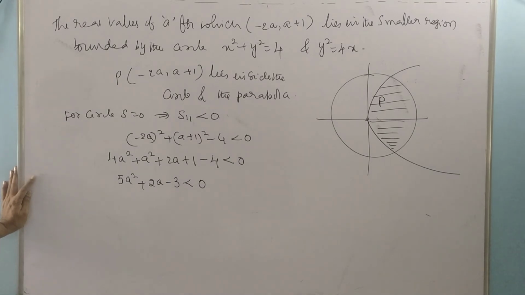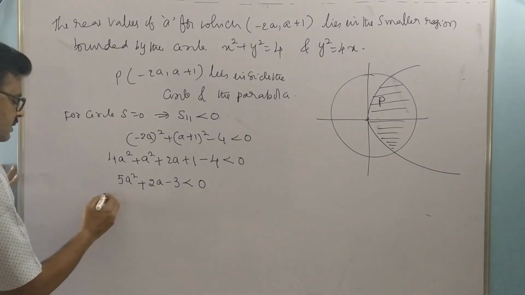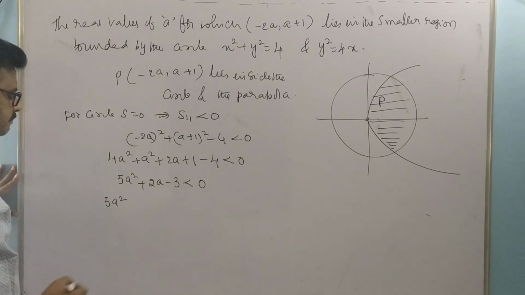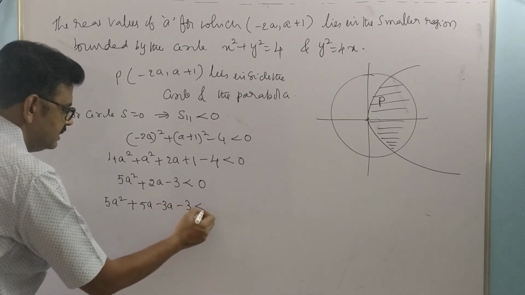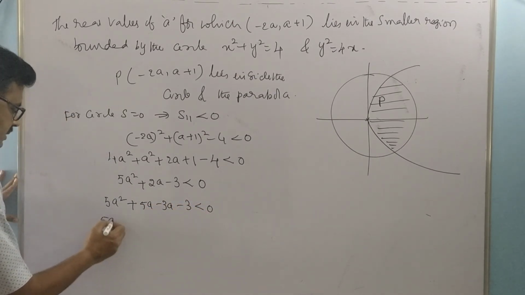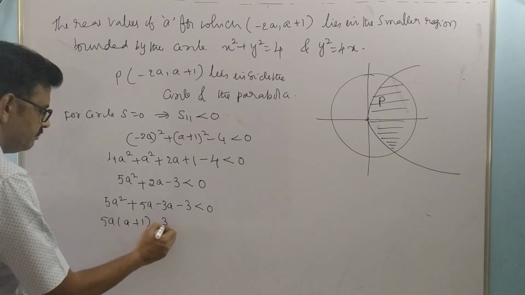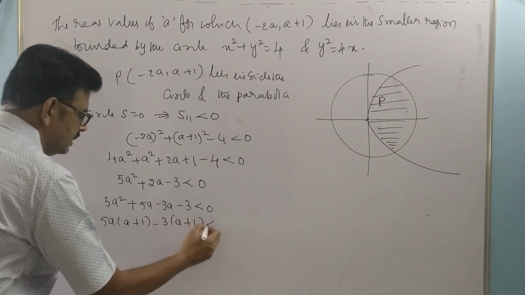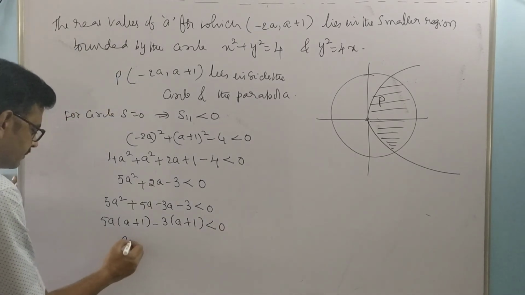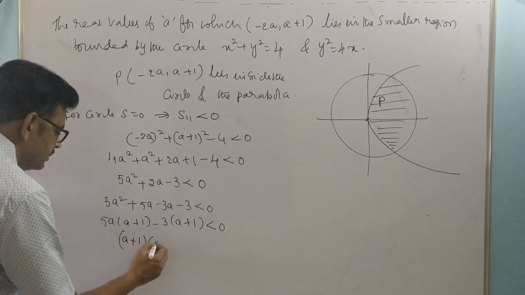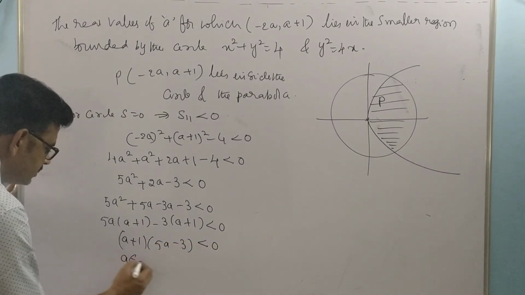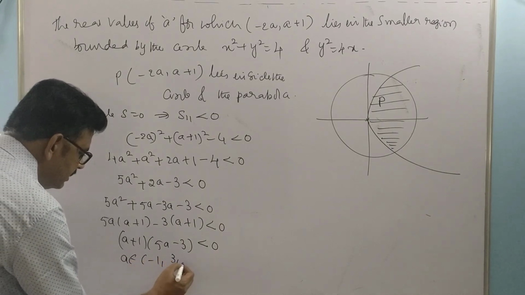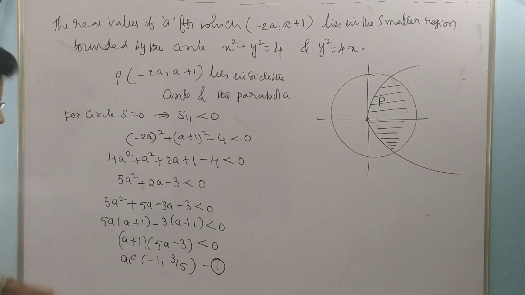The point lies inside the circle. Factoring, 5a² + 5a - 3a - 3 < 0. Taking 5a common from the first two terms and -3 common from the last two, (a+1)(5a-3) < 0. So a belongs to (-1, 3/5). This is the first part.